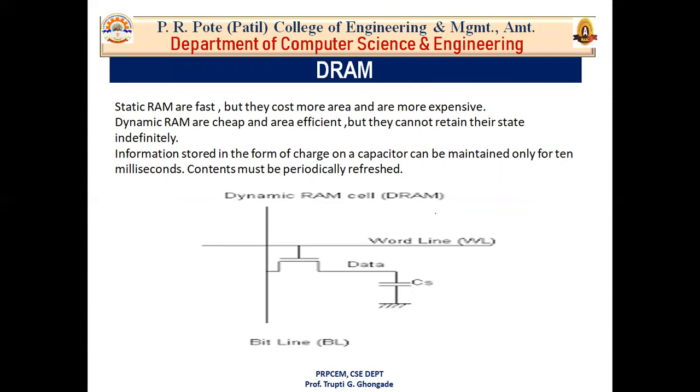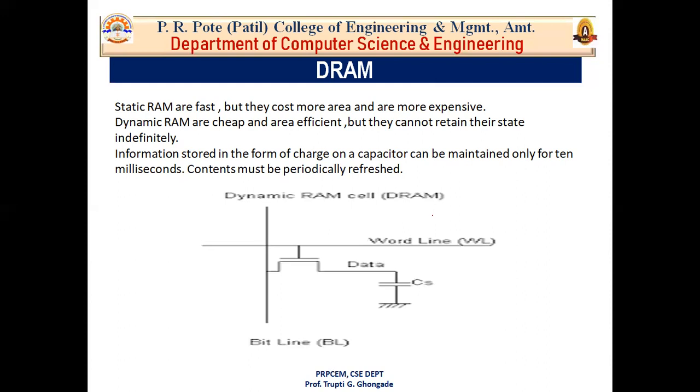If you have static RAM cells, each cell consists of 4 transistors, that is P3, P5, P4 and P6. So they cost more area and are expensive. Less expensive memory can be implemented by using a simpler cell, but these cells cannot retain their state indefinitely. Such cells are called dynamic random access memory, that is DRAM. They are cheap and area efficient because the number of transistors is less in this cell, but they cannot retain the information indefinitely, unlike static RAM.